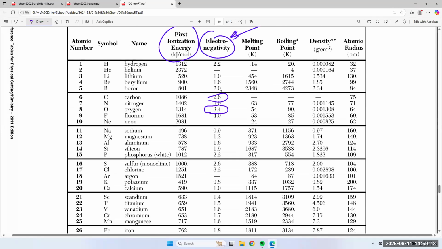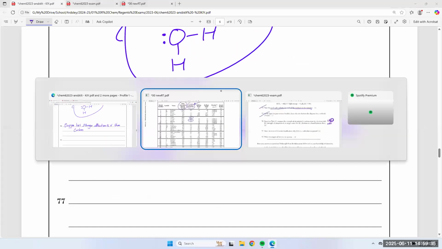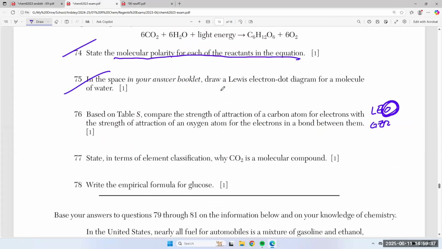Surprise, surprise, right? So you could actually go to Table S, look up electronegativity, and say, okay, oxygen has a stronger attraction because it's 3.4 versus carbon is 2.6. But honestly, you can just write that because oxygen is the king of oxidizing agents. That's why it's named after oxygen. And we know that oxidizing agents pull electrons off of everything and everyone, okay? All right, so let's go to 77.